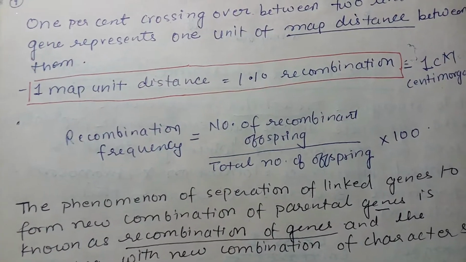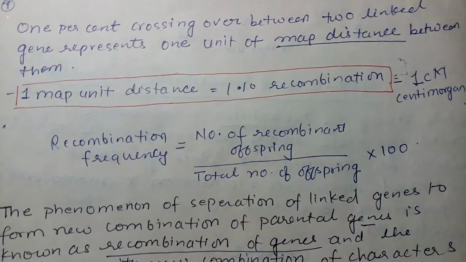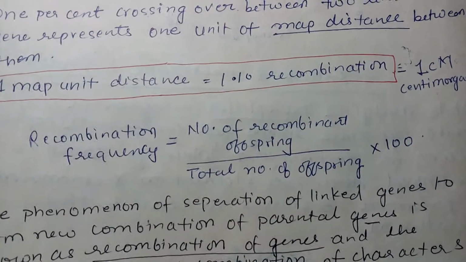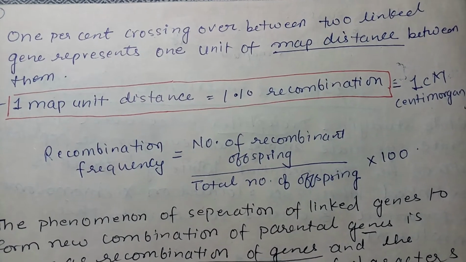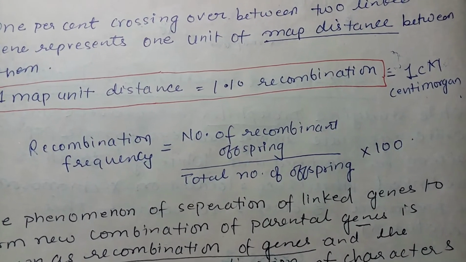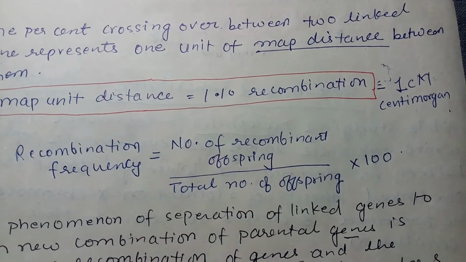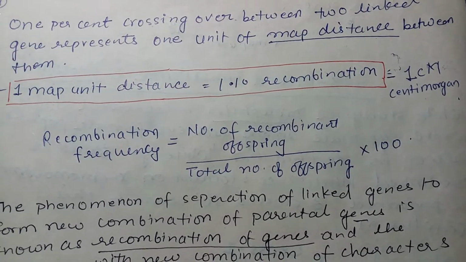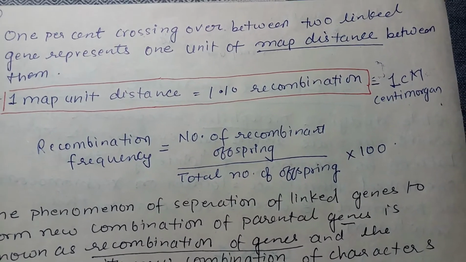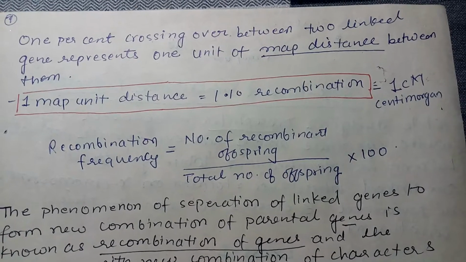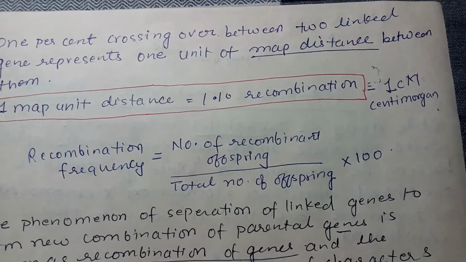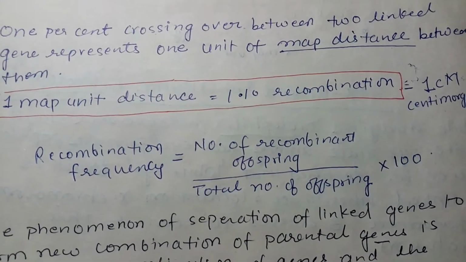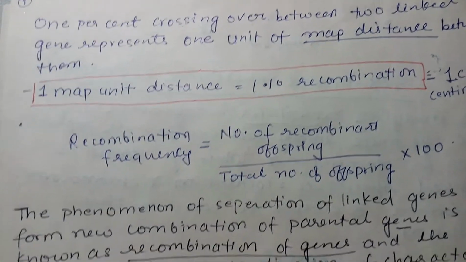Now how do we calculate recombination frequency? When a cross is done and we count the progeny in F1 or F2, especially when a test cross is done, we take the number of recombinant offspring out of the total number of offspring, and multiply by 100. Whatever number comes is your recombination frequency.